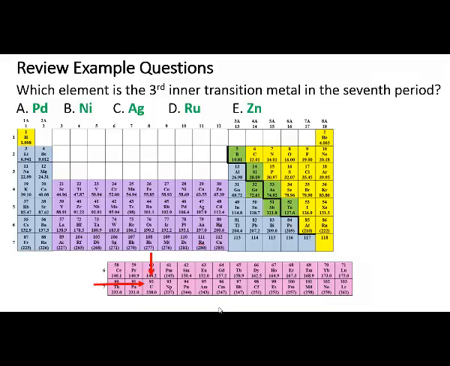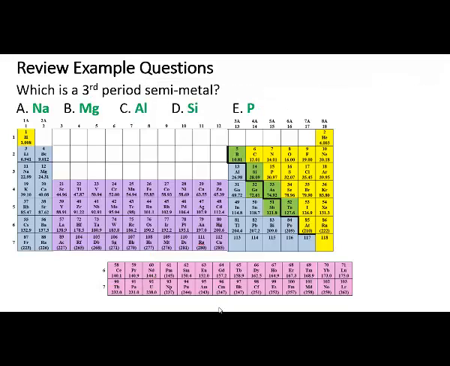Okay, with this in mind, let's see if you remember what a semimetal is. Which is a 3rd period semimetal? Okay, so if I'm a semimetal, remember those are the metalloids. They're in green here. So my 3rd period, going over to be a semimetal, that'd be silicon. Now realize your periodic tables on the test won't be color-coded, so you need to kind of know these regions without seeing the colors. But here it's easy to remember that that would be silicon.